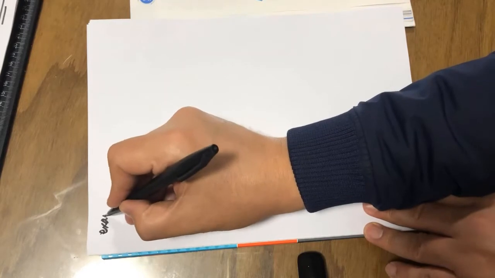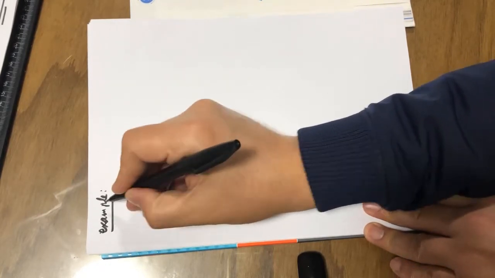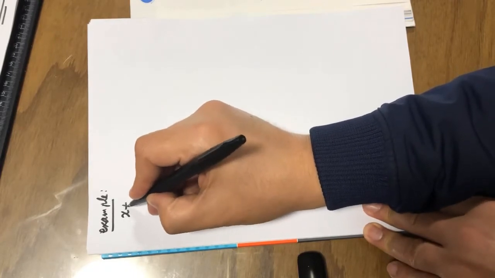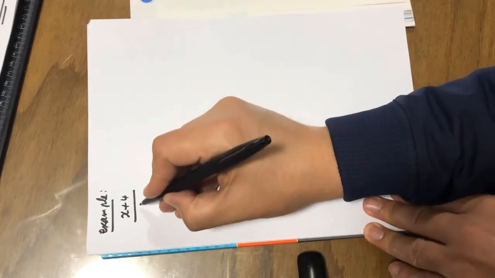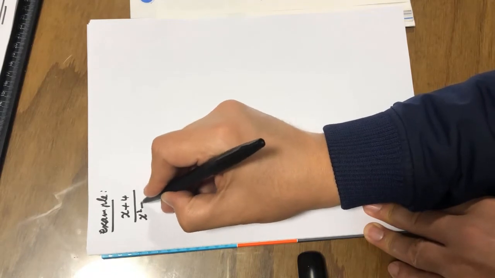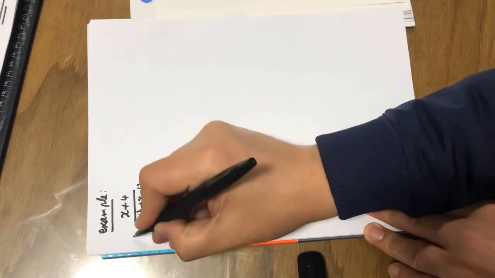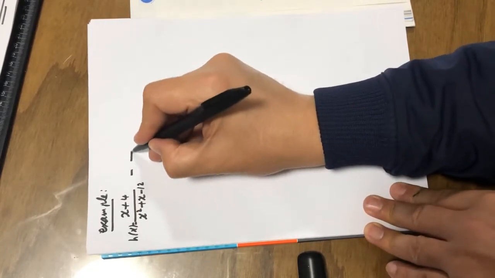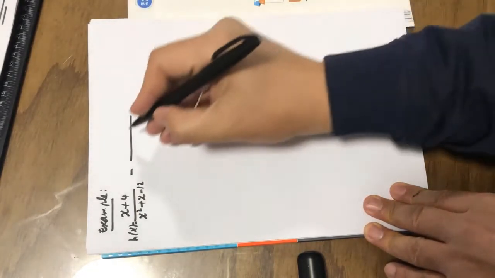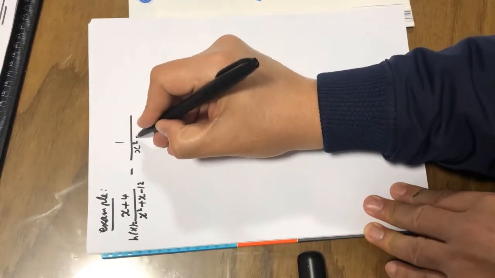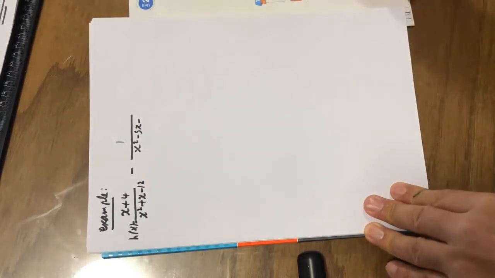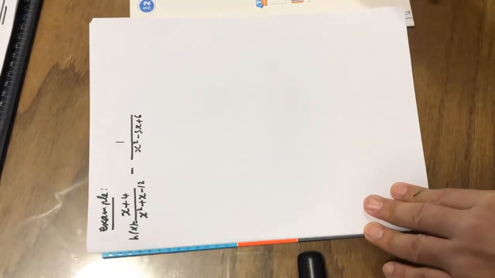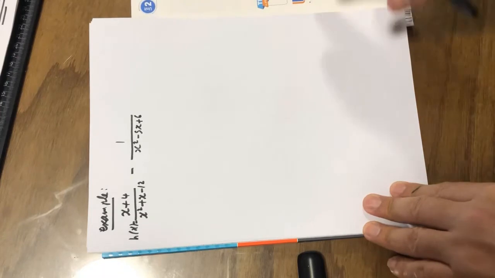Example. h(x) equals (x plus 4) over (x squared plus x minus 12), minus 1 over (x squared minus 5x plus 6). Of course, one different sign changed the factorization and changed everything.